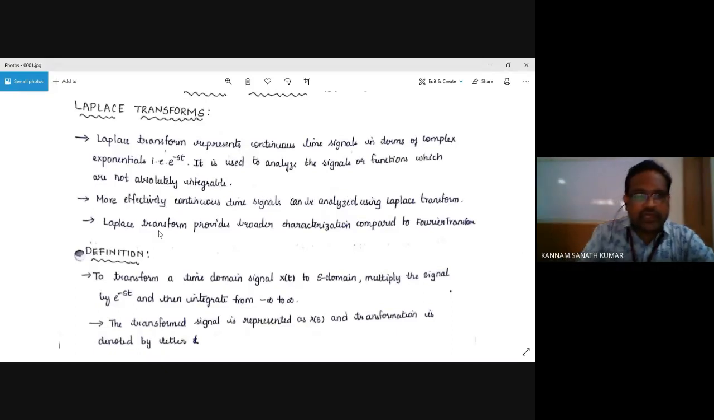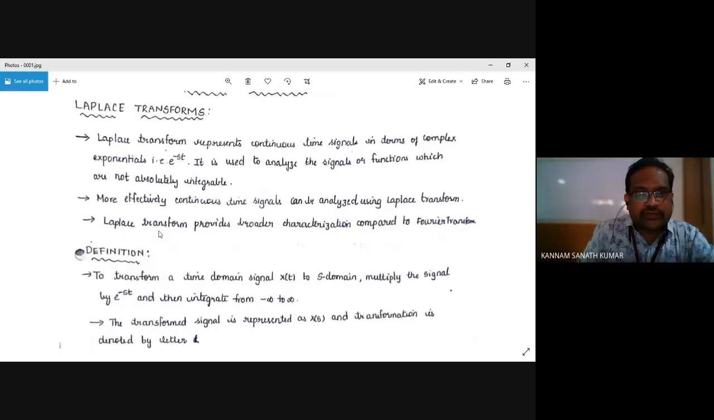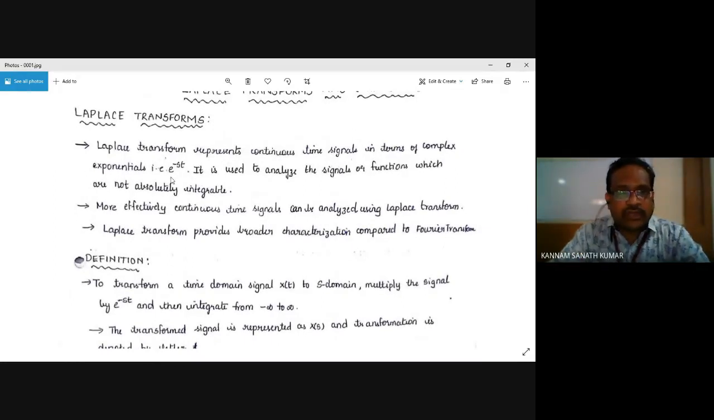If you see the Laplace transform, it represents a continuous time signal in terms of complex exponential. That is e power minus st. It is used to analyze the signals or functions which are not absolutely integrable. So the signals which are not absolutely integrable, we can analyze by using the Laplace transform. Okay, one second.